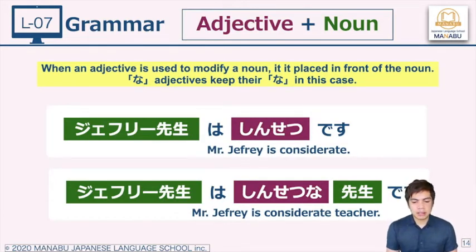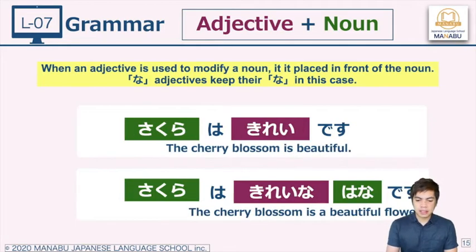Now let's use it in a sentence. Jeffrey sensei wa. So the subject is Jeffrey sensei. You will describe Jeffrey sensei. Shinsetsu desu is considerate or kind. Jeffrey sensei wa shinsetsu desu. Now if we follow adjective noun, it will become Jeffrey sensei wa shinsetsu na sensei desu. Mr. Jeffrey is a kind or a considerate teacher. Shinsetsu na sensei desu. Another example is sakura wa kirei desu. The cherry blossom is beautiful. Sakura wa kirei na hana desu. The sakura, the cherry blossom is kirei na hana desu, a beautiful flower.